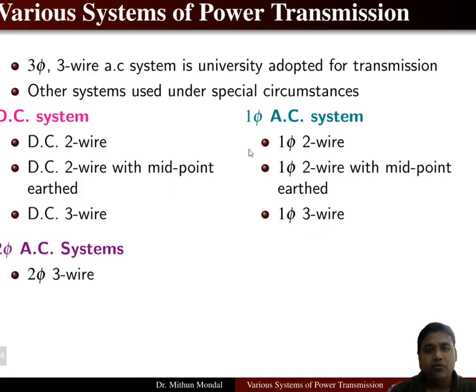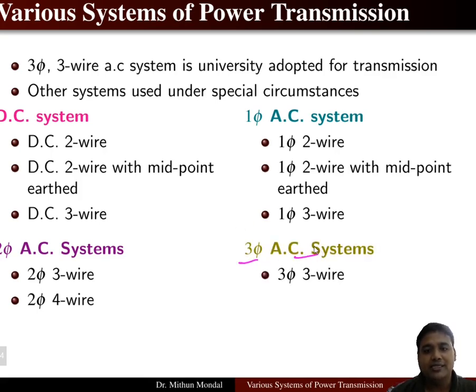Now here we have used single phase. Now we will be using two phase. Both are AC systems. So two phase three-wire, and then we will use the two-phase four-wire system. After that, we will discuss the three-phase AC systems, among which are three-phase three-wire and three-phase four-wire. Again I am saying that the three-phase three-wire AC system is universally adopted. So generally we adopt the three-phase three-wire system.